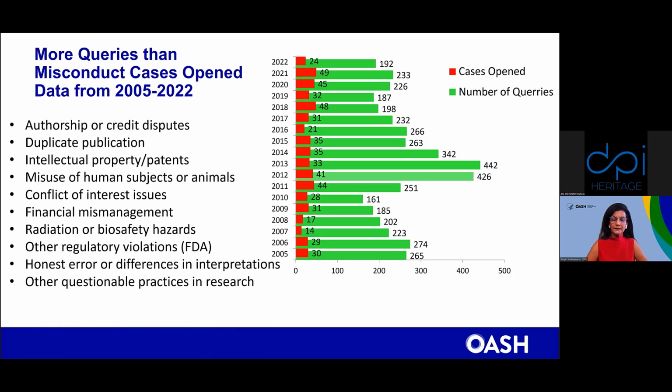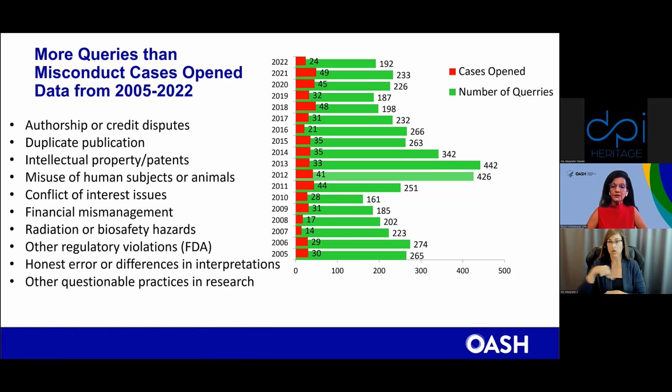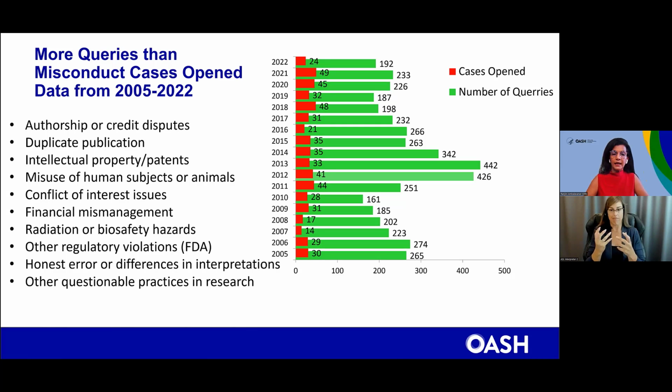Because of this, we get a lot of queries to our office or allegations. As you see in this graph, these green bars are the different years in which we received so many allegations. Whether they are misconduct allegations or not, we get a lot of queries, but the red bars indicate the number of actual misconduct cases that went through investigation. So you can imagine research integrity is much more than outright misconduct.